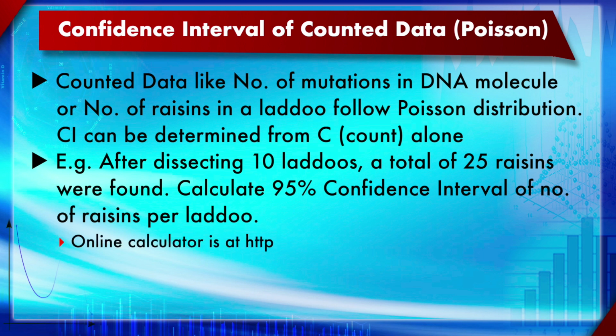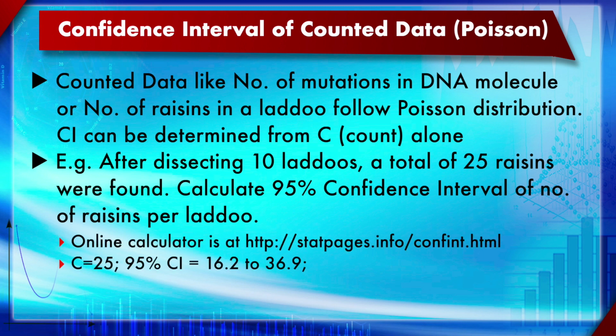Of course, you can use one of the online calculators like the StatPages that I have hyperlinked. You can click on it and all you need to do is just input the count. So, the count has to be 25 here. It is not that you average it out, 25 for 10 laddus is 2.5 per laddu, and then input 2.5; that is wrong. The input data has to be the empirical data, the data that you observed.